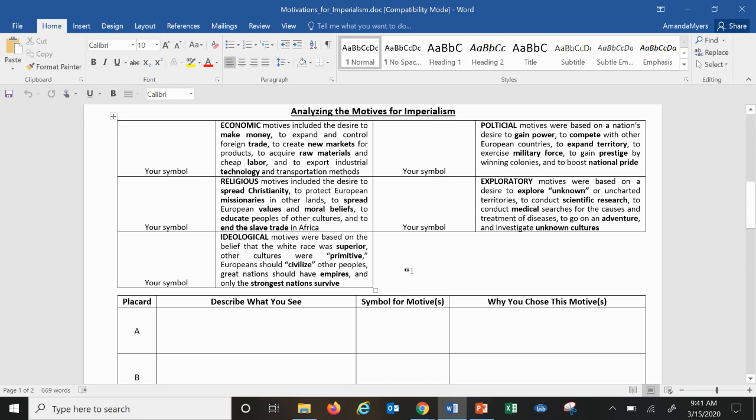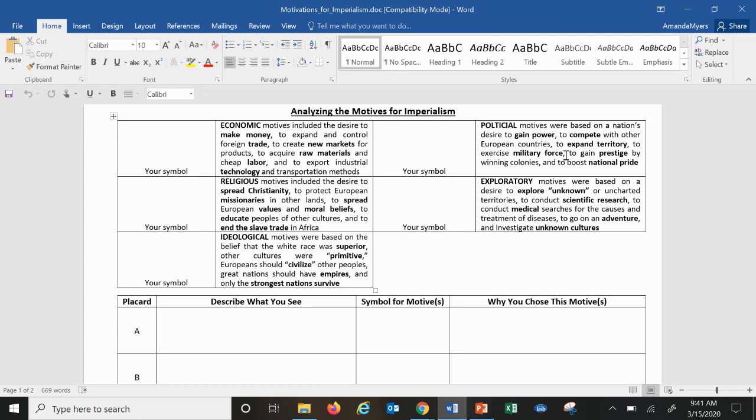Ideological was that white man's burden example I gave. The idea that, hey, we're the white Christian people, we're more civilized, and it's our job to come show the rest of the world how to live properly. Political, that's the nationalism idea that each country would have more power and more pride because they have a bunch of colonies.